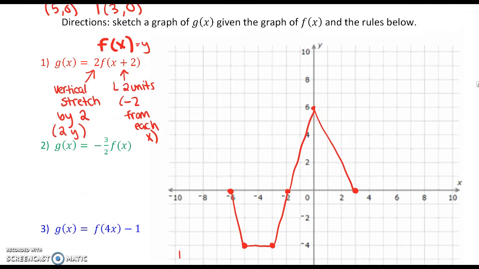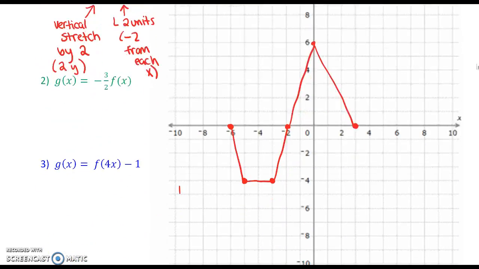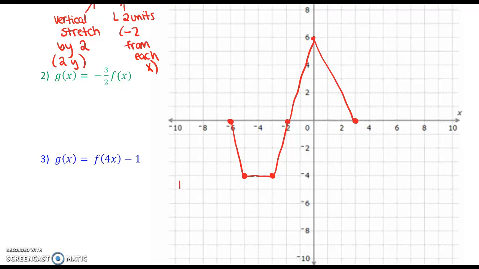Okay, so you want to do each point individually, but then you want to go back and check, did it match the transformations I originally listed? Okay, now a couple different things happen here that are different from this one. We did have one above that you multiplied f of x by a number, so remember that's going to multiply the y, but this negative is going to do something slightly different.